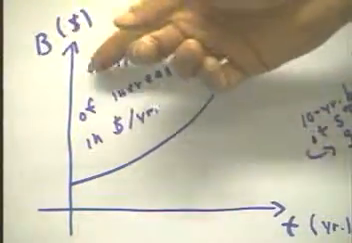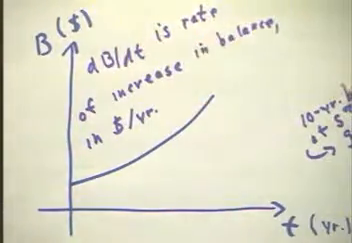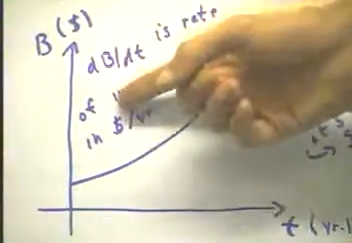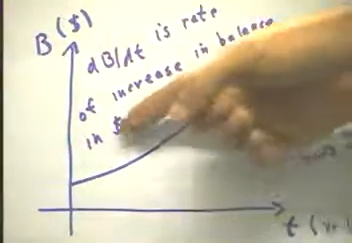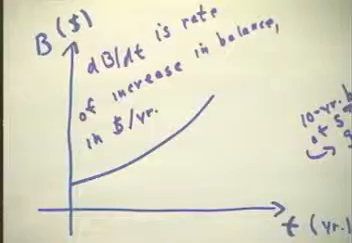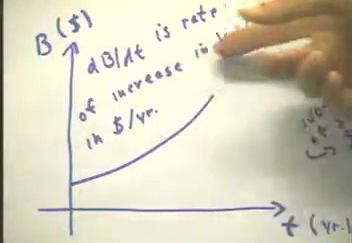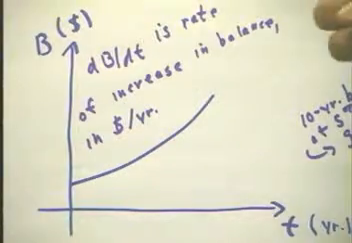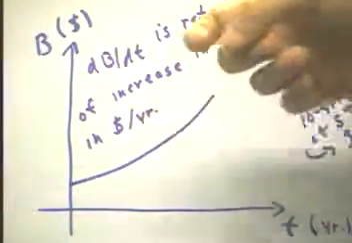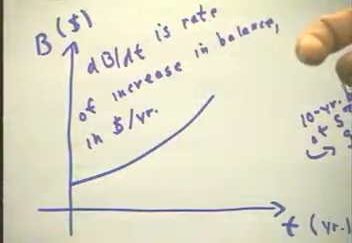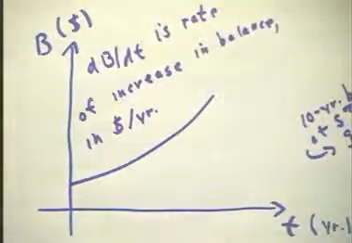And the rate, dB over dt, is going to represent the change in balance divided by the number of years you keep the money in the account. So it's the rate of increase in your balance in dollars per year at a given instant.